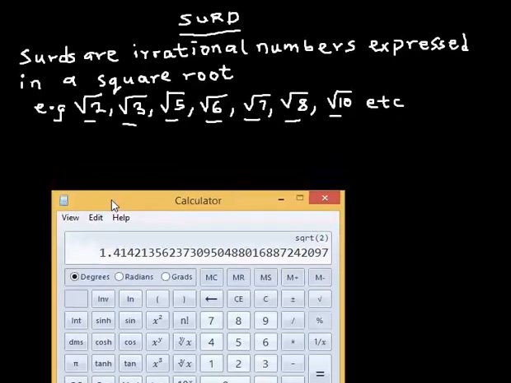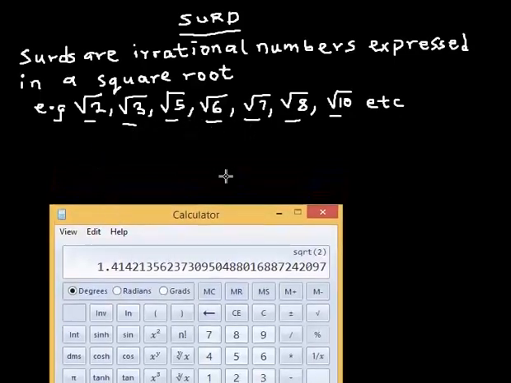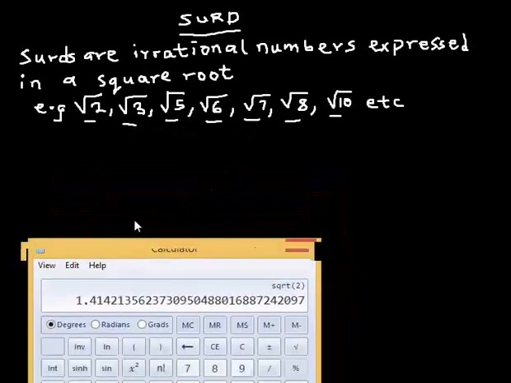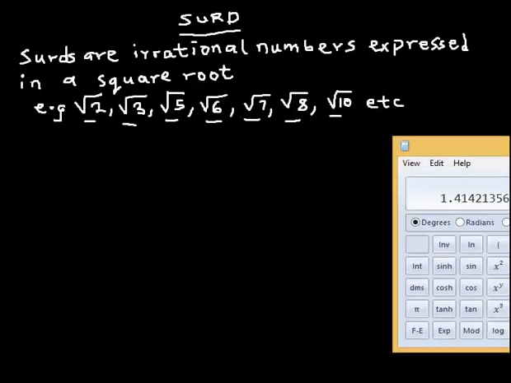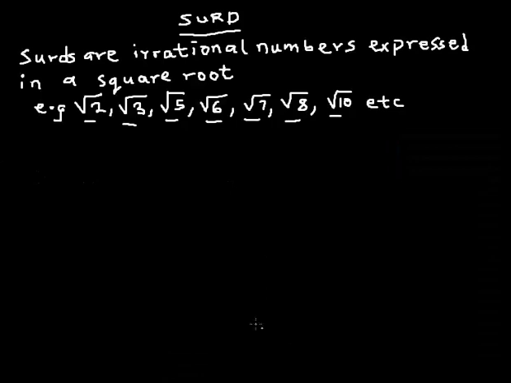All right, so square root of 3, square root of 5. Now the question is, how do you know a surd? For you to be able to know square roots that are surds, the very first thing you need to know are perfect squares. Because if a number is not a perfect square, then its square root will be a surd. So let's look at perfect squares.